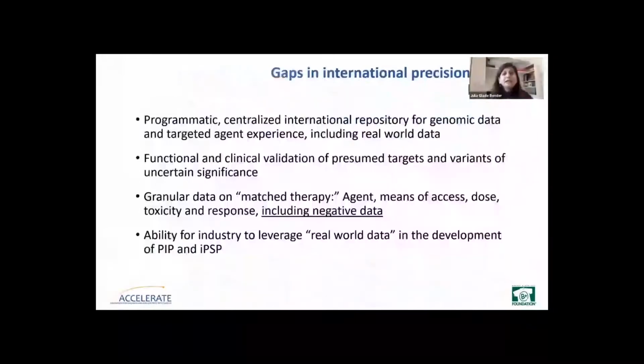I think we really need to address many of the gaps now that are in the international platform, and that is that we do not have a programmatic, centralized international repository for the genomic data of these patients and the targeted agent experience, including these real-world data situations.